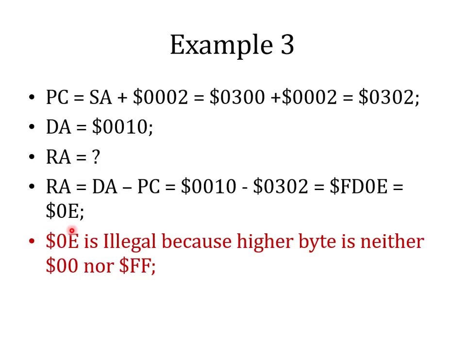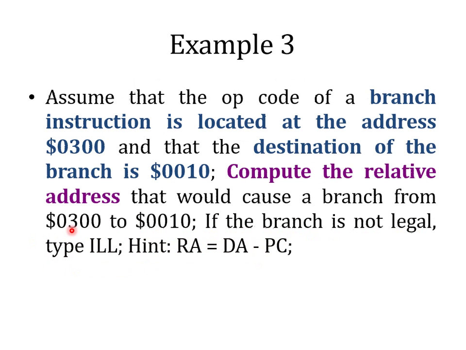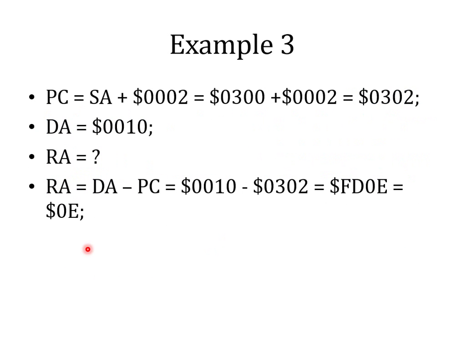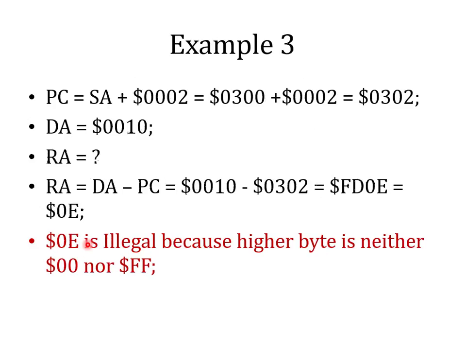So how do you answer this question? If you go to the quiz section, you will see that if your relative address is illegal, then you have to type ILL. I wrote it in each question. This is how you'll see the question. This is a sample question. If the branch is not legal, type ILL. So in this case you will enter ILL, because what you got, which is 0E, is not legal. You have to identify it. So this is an illegal address, so you just write ILL.